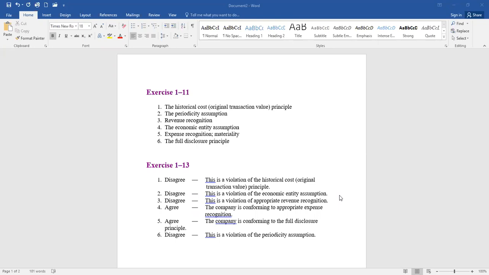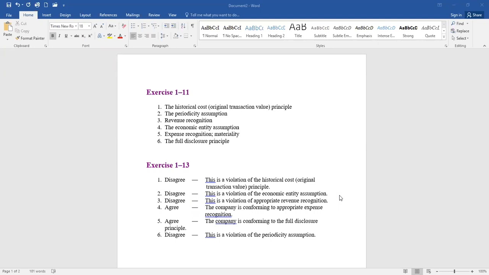So a personal utility bill shouldn't be paid for and treated as an expense of the company, nor should an expense of the company be treated as a personal expense of the owner. Keep them separate. In number 5, Golden Book Company purchased a large printing machine for $1 million, which is considered a significant or material amount, and recorded the purchase as an expense.